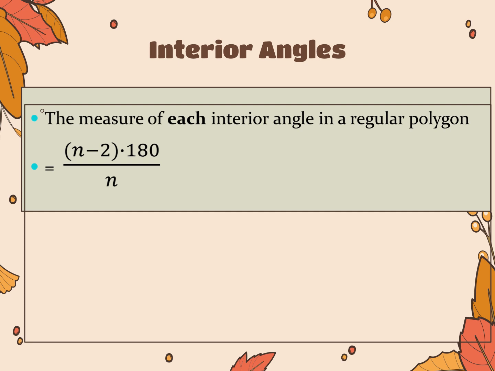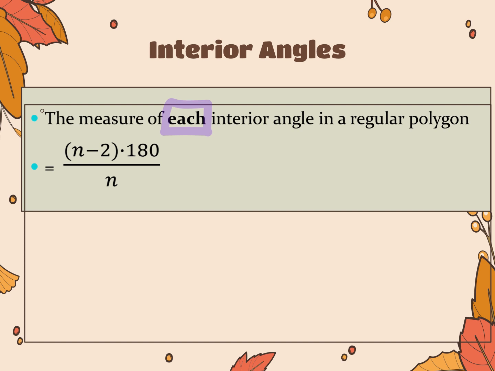Now, the formula we saw before, the n minus 2 times 180, remember that gave us the sum. Now we're going to take that formula and manipulate it, and all we have to do is divide that formula by n, and that'll give us the measure of each individual interior angle in a regular polygon.